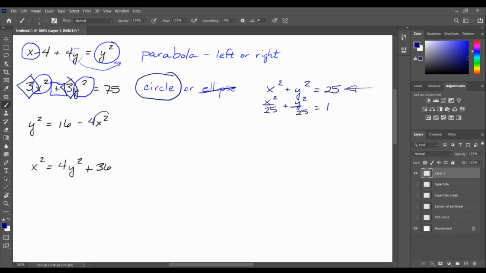Here I've got an x squared and I've got a y squared. This one's subtracted, but remember they're not on the same side. So let me get them on the same side by adding the 4x squared to both sides. And now I can see that I do have x squared and y squared on the same side. They are added together. So that circle or ellipse, they have different coefficients. So that's an ellipse.